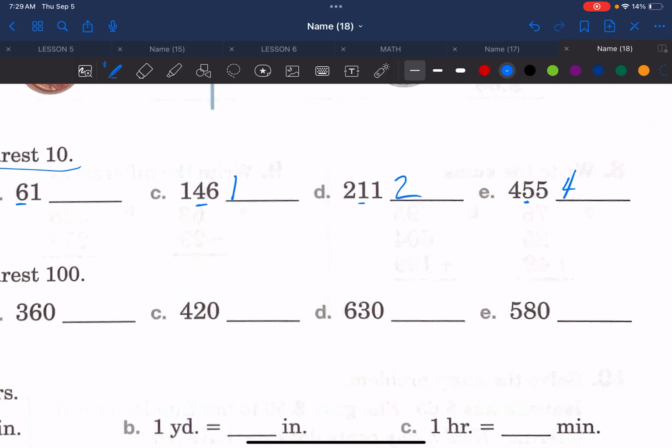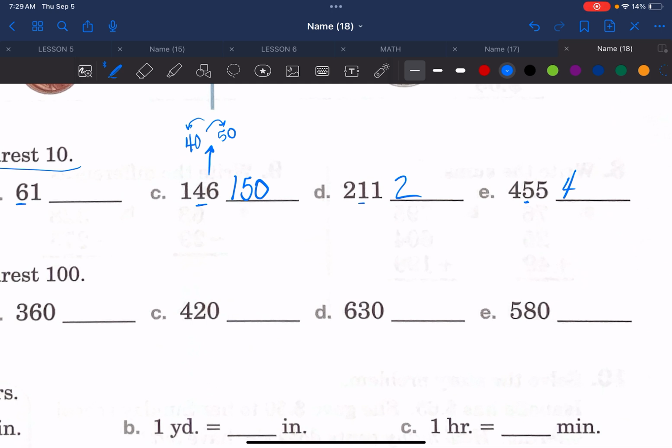Okay? All right, so I am thinking about 46. When I count by tens, I start at 40, 41, 42, 43, and I go up till 50. 46 is in between those two. So will 46 round down to 40 or up to 50? It rounds up to 50. So 146 rounds up to 150. The hundreds place stays there.